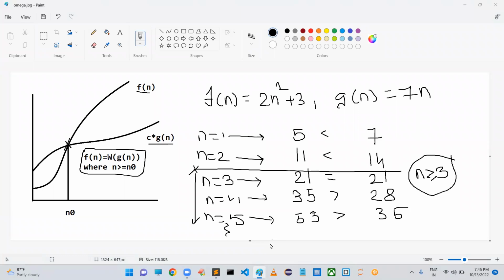Yes, Vishal, your answer is correct. N is equal to 4. But for n is equal to 3, it is equal, right? From there, it will be drastically increasing. See, time complexity we are not calculating here. For time complexity, we are following some theoretical calculation. That theoretical calculation I am explaining.